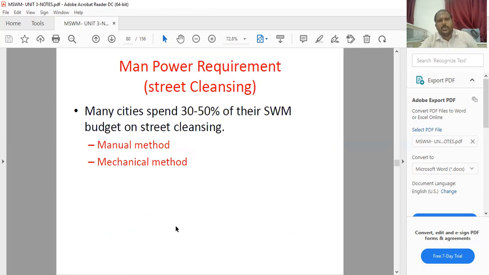So next one is the manpower requirement of solid waste. The first one is street cleaning. Many cities spend 30 to 50% of their solid waste management budget on street cleaning. The first one is the manual method. The second one is the mechanical method.